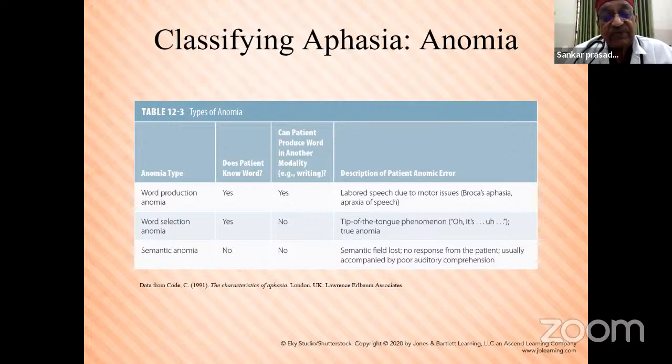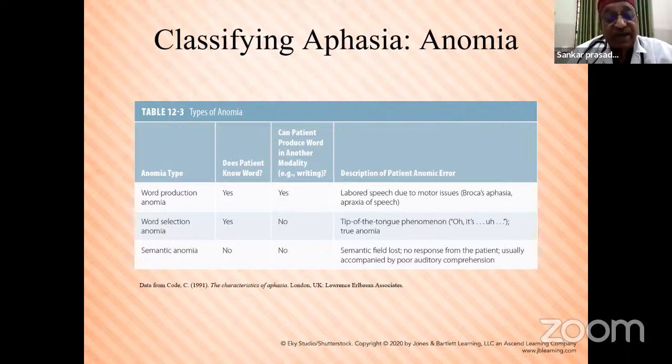Every time the patient uses a word in another modality, writing, it's some word selection anomia. That is, does the patient know the word? Yes, but he cannot produce the word in writing because of the tip of the tongue phenomenon. This is called true anomia.